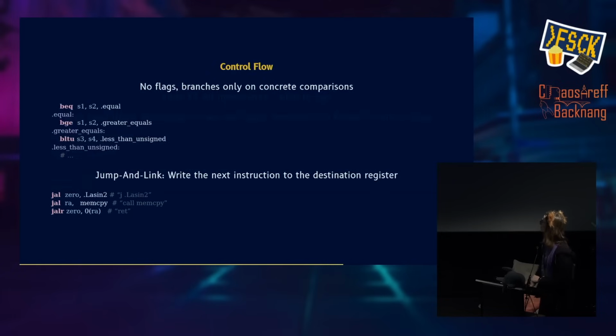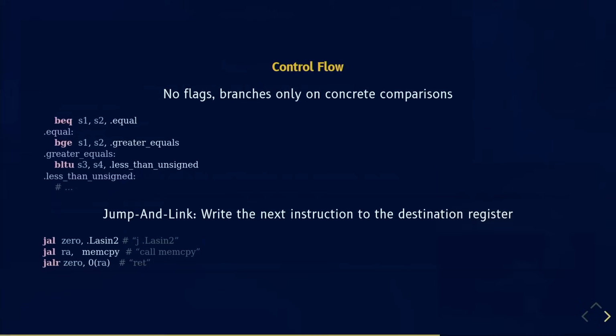Okay, that's enough of telling you about how great AUIPC is. Let's talk a bit about control flow. There are no flags. That's probably the most unfamiliar one because even a RISC architecture like ARM has flags. You can only perform branches on certain concrete operations like branch equal, branch greater, branch less than unsigned, and so on. And they will always jump to a certain offset from the current instruction.